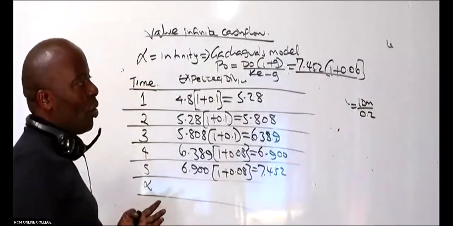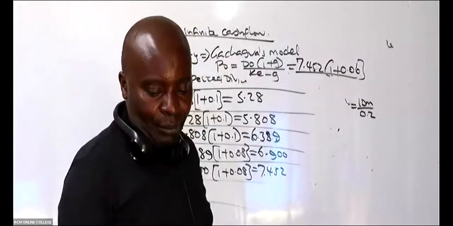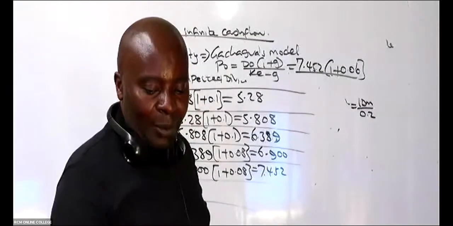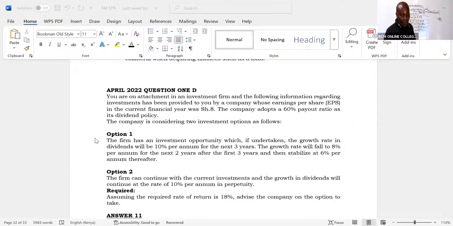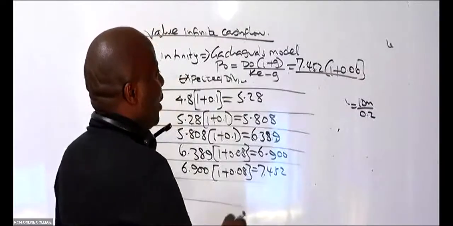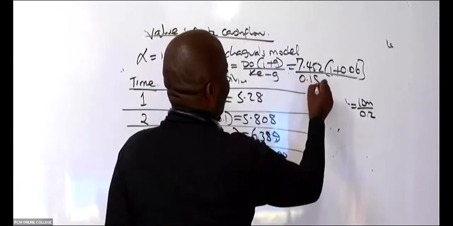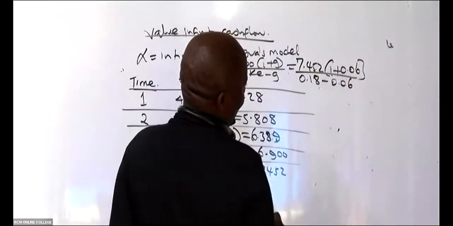Cost of equity or required return has been given by the examiner. Required return is the same as cost of capital. You can see here, assuming the required return is 18%, this is the cost of capital, the R or the Ke. So in this case here, we have 0.18 minus our growth rate, which is perpetual, which is 0.06.